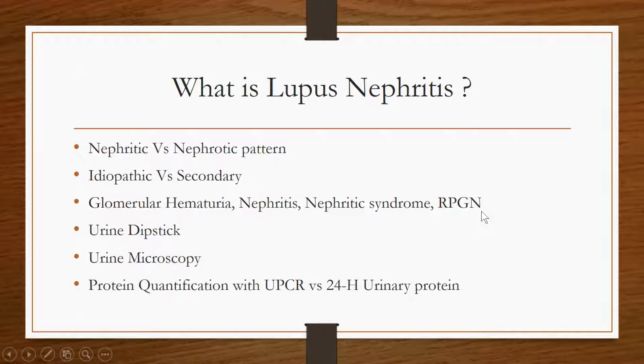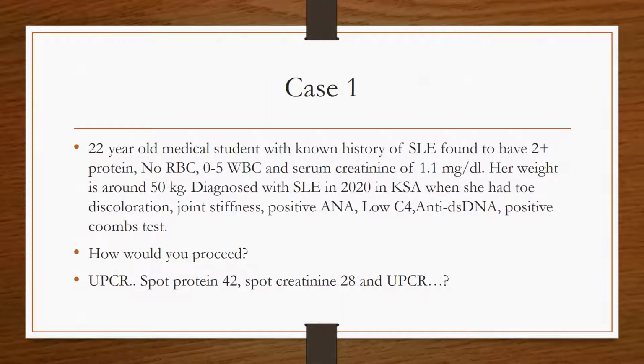So whenever we are planning to diagnose a case of nephritis or lupus nephritis, start with urine dipstick showing hematuria and proteinuria, then microscopy looking for RBC casts or dysmorphic RBCs, and then protein quantification, either with 24-hour urine or urine spot protein creatinine ratio, would help you quantify the protein so that you could identify what class of lupus this patient could have.